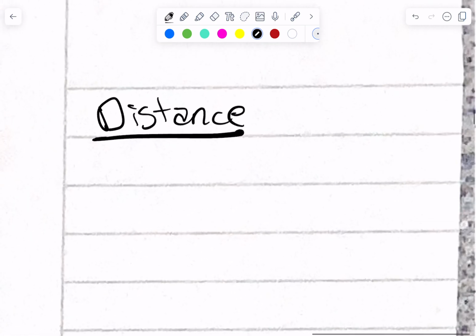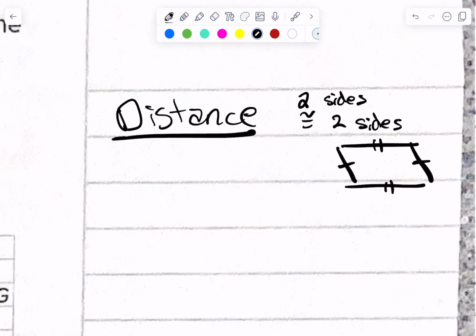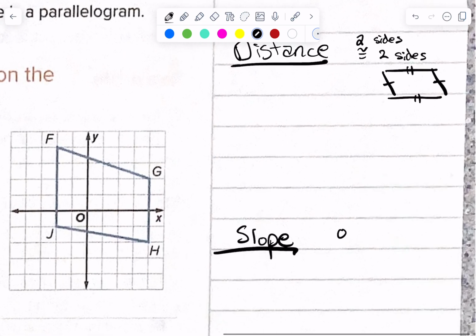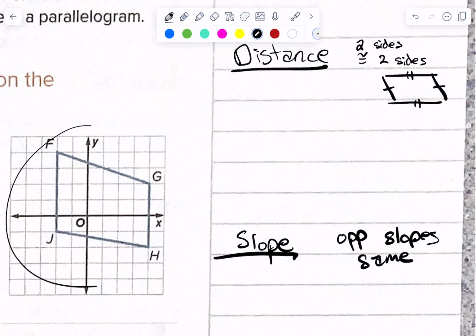So from distances, I have to have two sides congruent to two other sides. Like the top and the bottom would have to be the same length, and the two sides have to be the same length. We're looking at distances. This one matches this one, okay? Or if I look at slopes, the opposite slopes have to be the same, okay? The opposite slopes have to be the same. So let's look at this. We're going to prove yes or no using two different methods, okay?